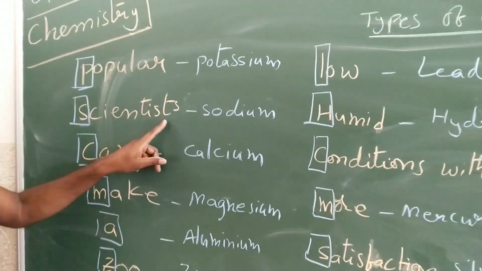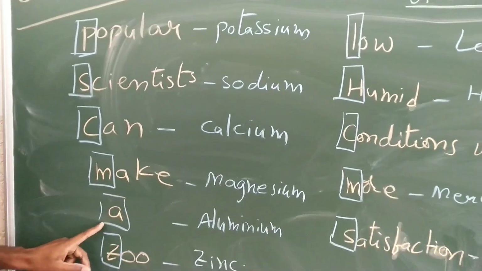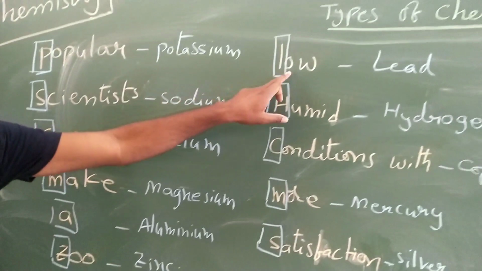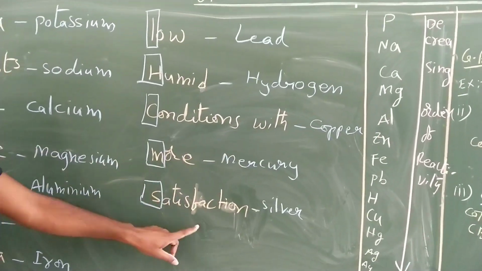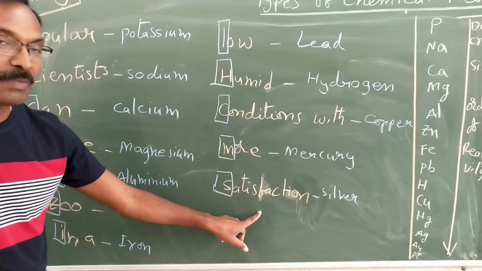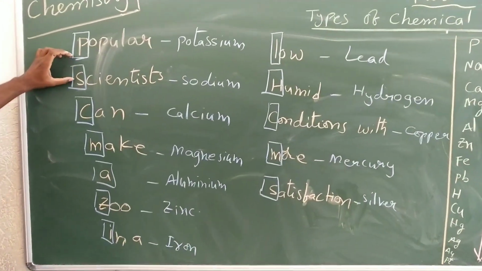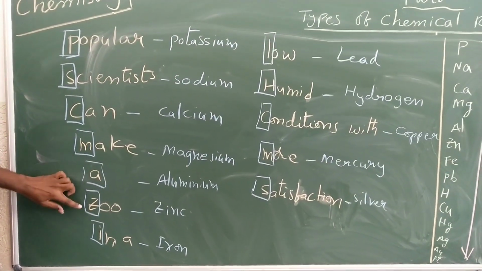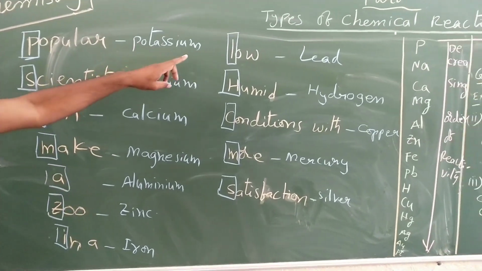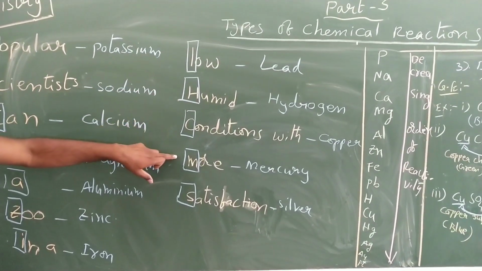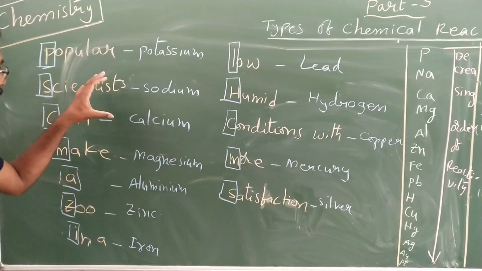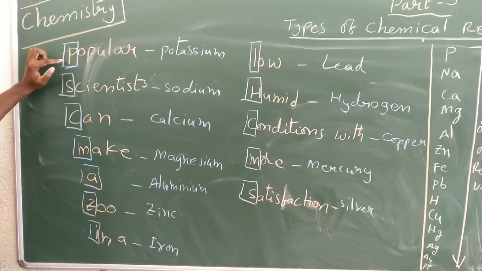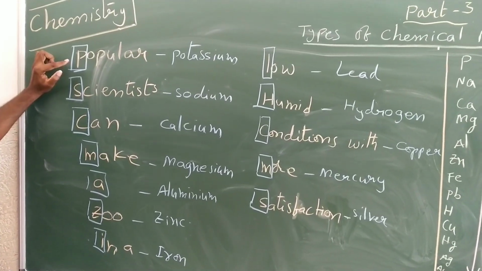Now see here, this is a mnemonic. Popular scientists can make a Jew in a low, humid conditions with more satisfaction. I am repeating. Popular scientists can make a Jew in a low, humid conditions with more satisfaction. From each word, the starting letter, if you see, that indicates the element.